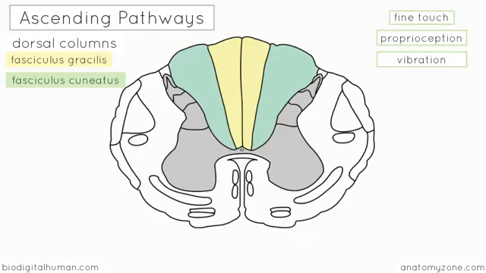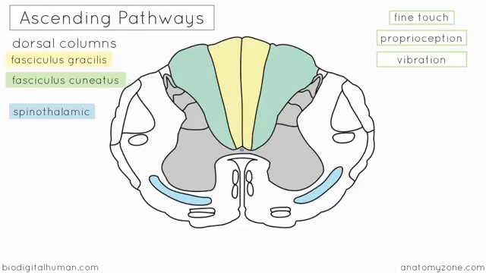Now how do you remember which one is medial and which one is lateral? So in yellow we've got the fasciculus gracilis, and in green we've got the fasciculus cuneatus. And how to remember this is that your arms are lateral to your legs, and you know from the previous mnemonic that the fasciculus cuneatus carries fibers from the upper limb. So because your arms are lateral to your legs, the fasciculus cuneatus is lateral to the fasciculus gracilis in the spinal cord.